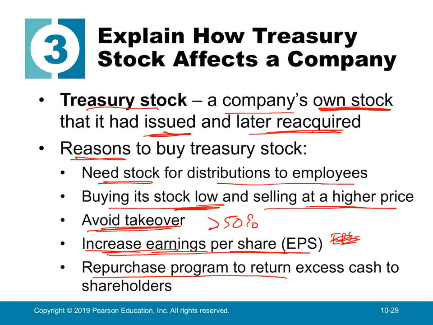Or there may be a repurchase program where you want to return excess cash to shareholders. And the way you do that is buy back stock in the open marketplace, because if there's fewer shares outstanding, then presumably the value per share will go up. So rather than pay a dividend, you just repurchase shares out in the marketplace.